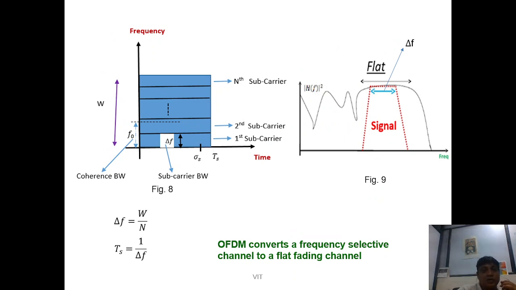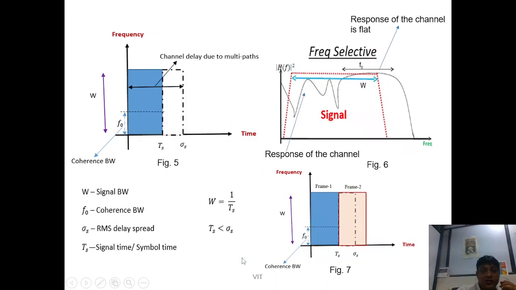We have to select the bandwidth in such a way that the symbol time is greater than or equal to sigma, the RMS delay spread. So we slice the available total bandwidth into n number of subbands, and at each subband we place one subcarrier: first subcarrier, second subcarrier, then nth subcarrier. So the bandwidth is W by n, and TS is equal to 1 by that, which means this time interval will be increased by n times.